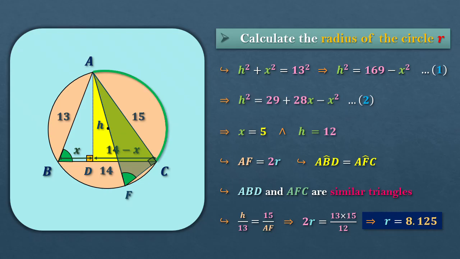By combining perpendicular projections, Pythagorean identities, and triangle similarity, we arrive at a clean and exact value for the circle's radius, 8.125 units. A seemingly simple triangle opens the door to a complete geometric method.